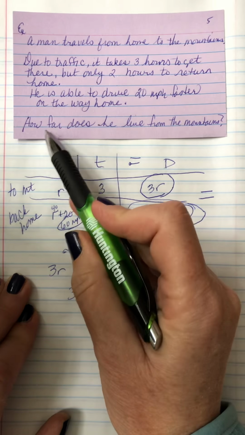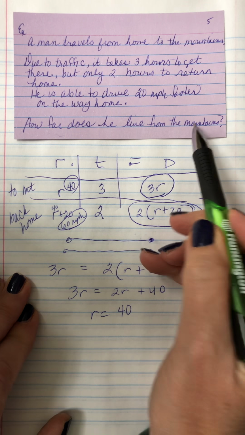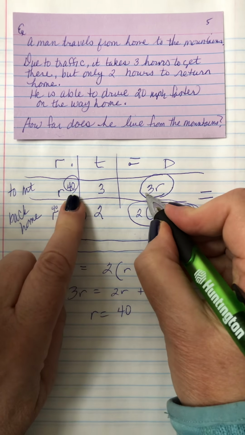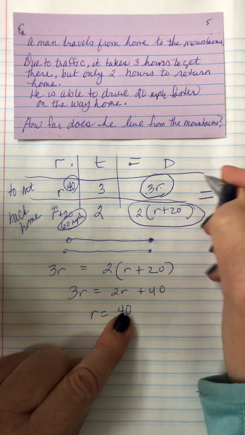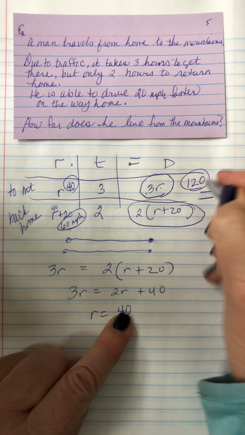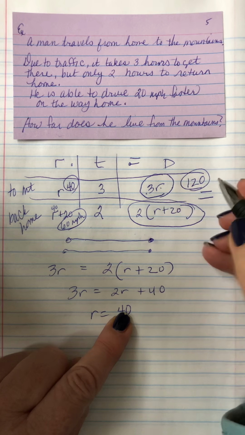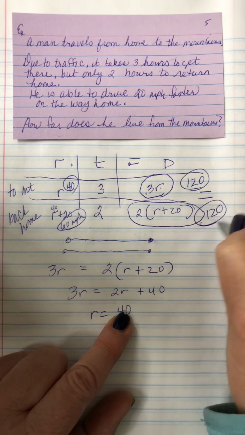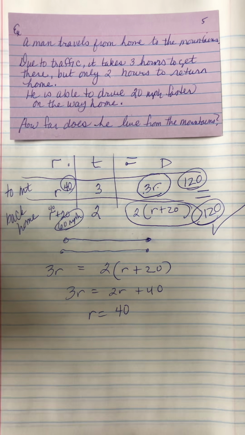But the question asks, how far does he live from the mountains? So that's the distance column. So 3 times R is 120. And coming back home, it's also going to be 120 because the distances are the same. So the answer to that problem is 120.